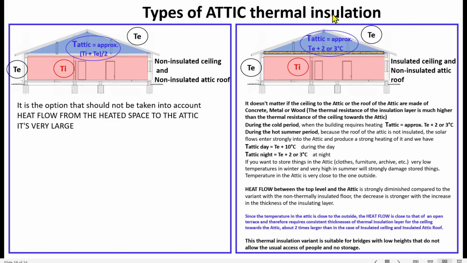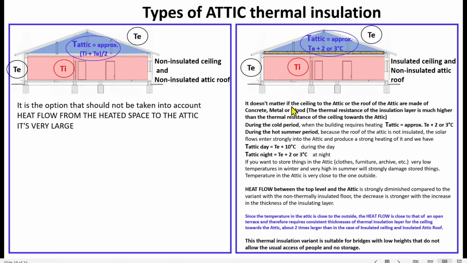Types of attic thermal insulation: non-insulating ceiling and non-insulating attic roof. It is the option that should not be taken into account. Heat flow from the heated space to the attic is very large. Next, insulating ceiling and non-insulating attic roof.